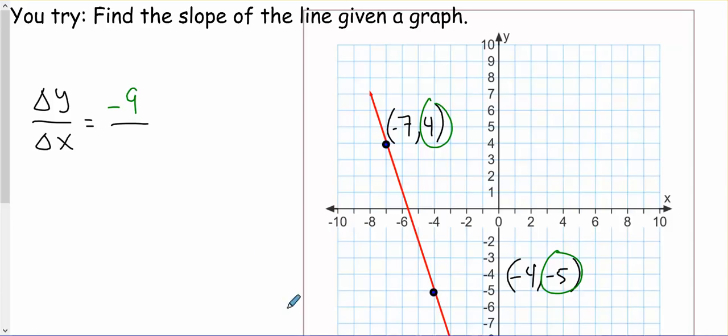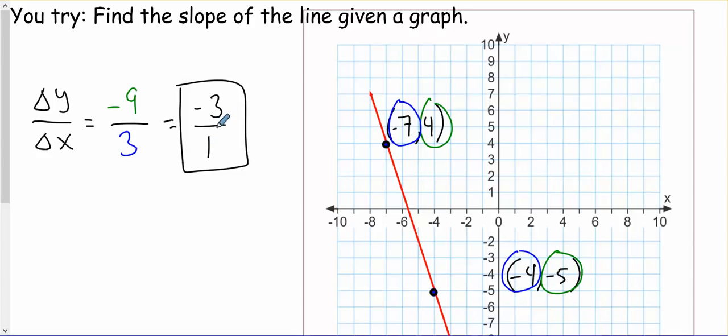And our change in x, from negative 7 to go to negative 4, here we're moving to the right, so that's positive. Negative 7 to negative 4 is going right 3 units. 1, 2, 3. So what is negative 9 divided by 3? Well, that's the same as negative 3 over 1. And how would we move? If our slope was negative 3 over 1, we'd go down 3, right 1.